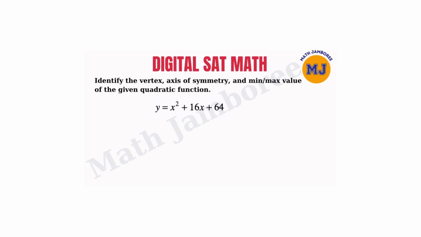So let's read the question first. Identify the vertex, axis of symmetry, and a minimum or maximum value of the given quadratic function. Y is given as x squared plus 16x plus 64.